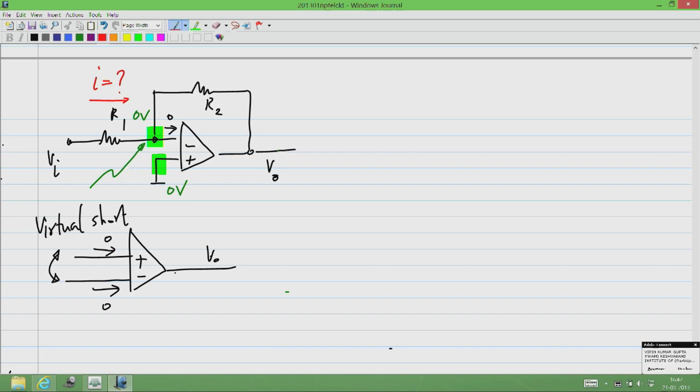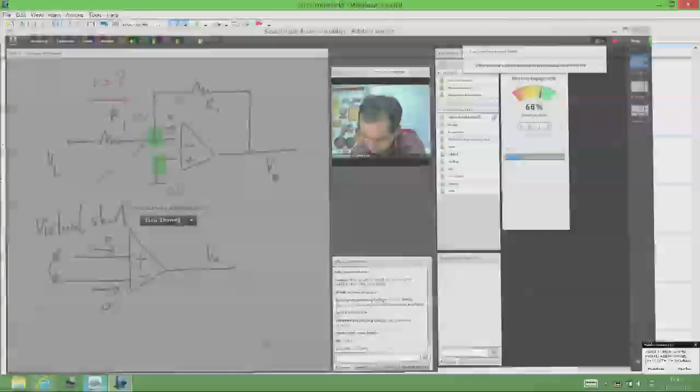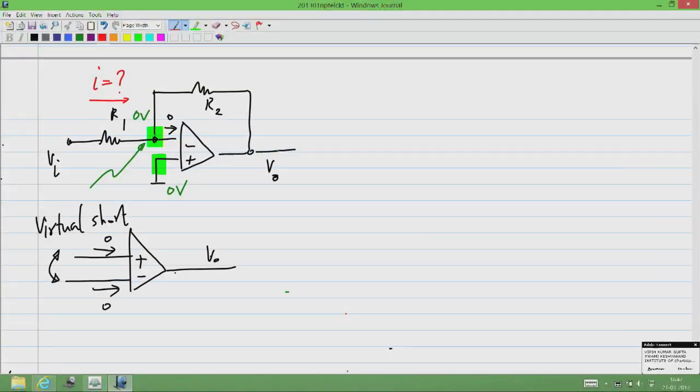So clearly, it is equal to Vi by R1. Okay. So if we have Vi across the resistor, and the current is Vi by R1. Now, I will not be able to take questions by audio. Any questions you have, please type it into the chat window.